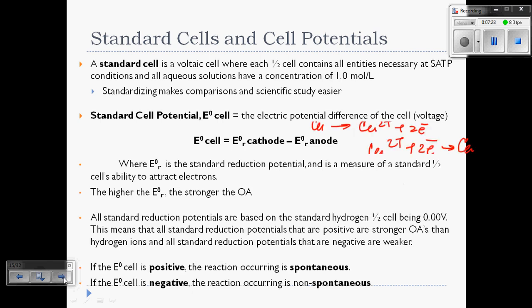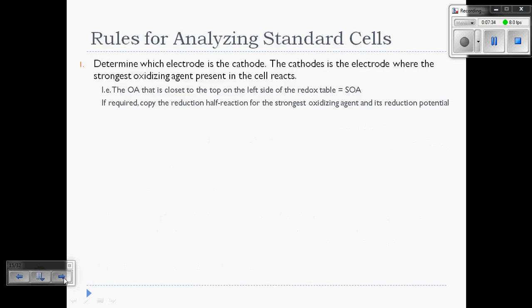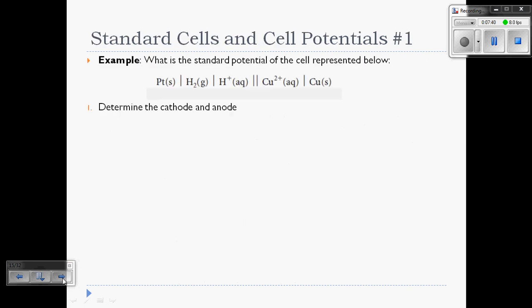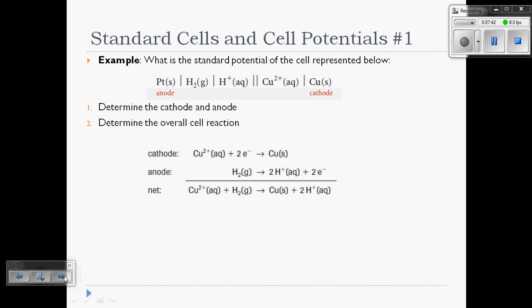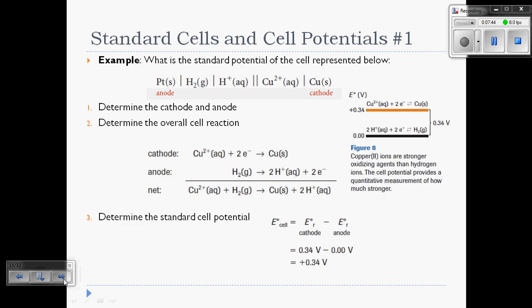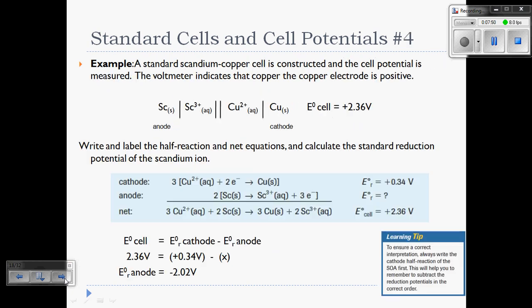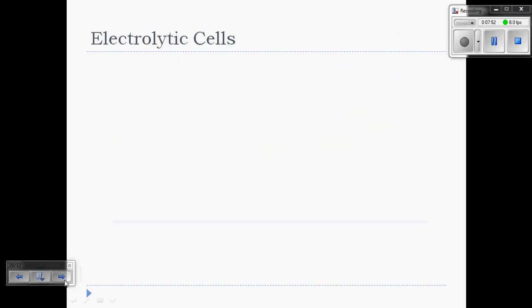So a positive E0 cell potential means the reaction is spontaneous. A negative cell potential means reaction is non-spontaneous. Now, moving on, these are some of the sample exercises for you. I would suggest that you guys take time, pause it, do each, and then check your answers from this. We will be doing some more of these problems in class.